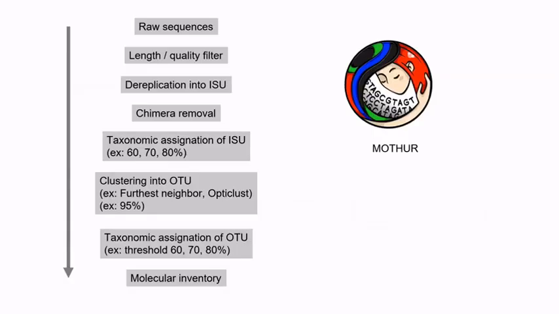Yes, just to explain a little bit how Mothur and the OTUs work. You start from raw sequences. There is a first filter on the length, and bad quality sequences are removed. Then if you have a sequence which is repeated several times, you say, okay, this sequence I found 1,000 times in this sample. So this is what we call dereplication.